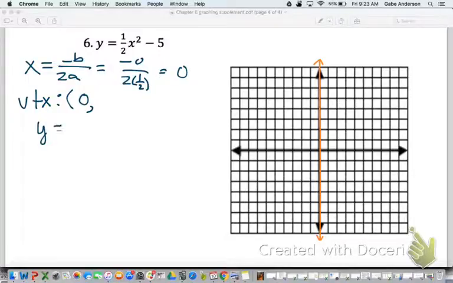So I'm going to plug in y equals 1/2 times 0 squared minus 5. So we end up with 0 minus 5, which is negative 5. So, did you guys get a vertex of 0 comma negative 5?